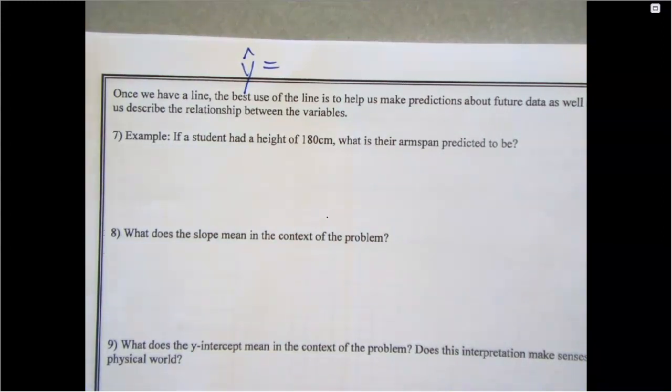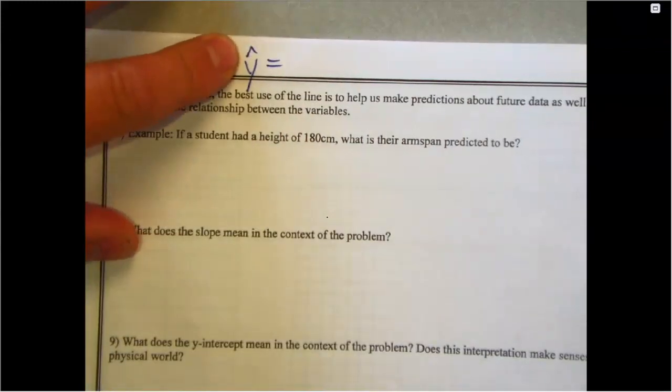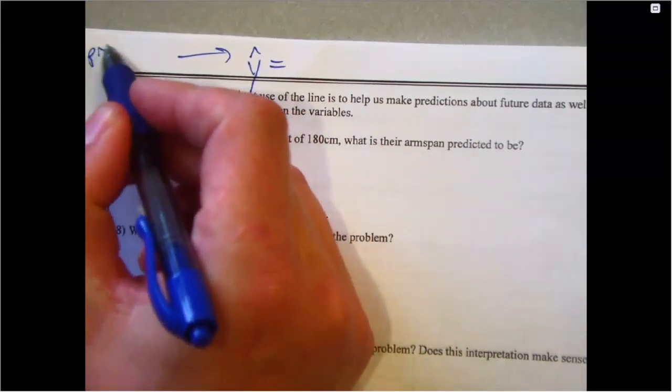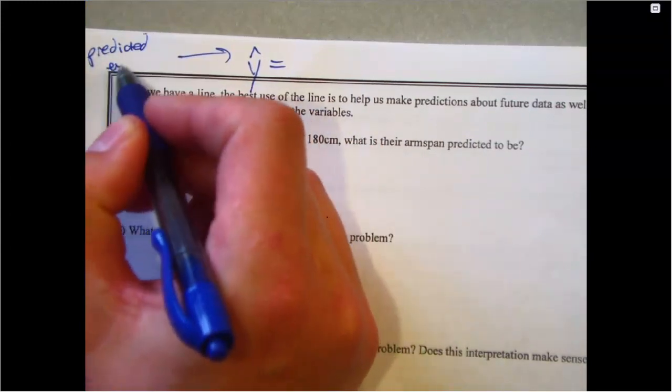Hat means predicted. So that line that goes down the middle is what we expect to happen. It's the average. If you told me your height, I could look at that line and say, well, I expect your arm span to be this. Does it mean it's actually going to be that? No, not every point's right on the line. But the line tells us what we would expect or predict, and that's why I call it a hat. It's just like a little up arrow. That little up arrow means predicted or expected. If you want to make a note of that.